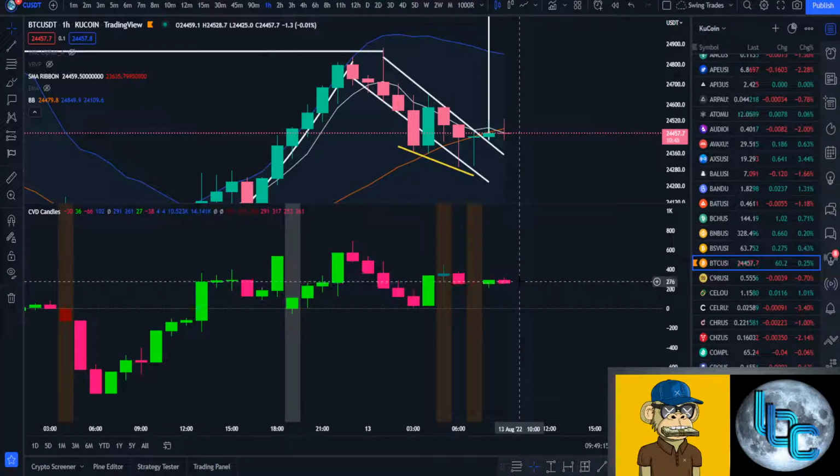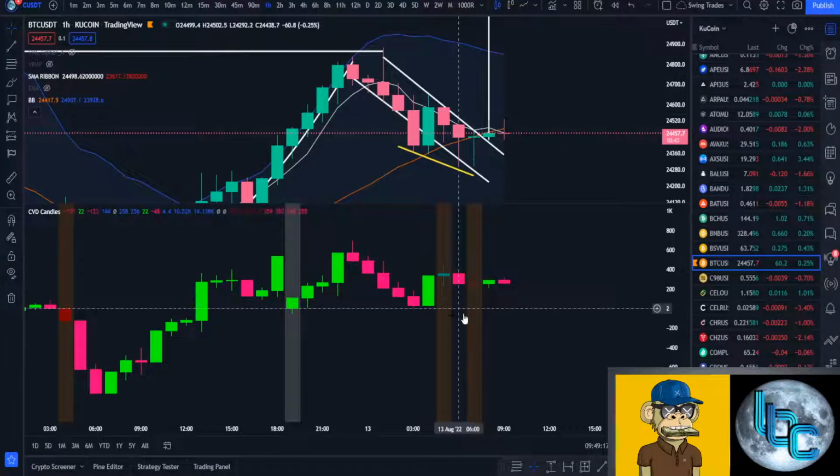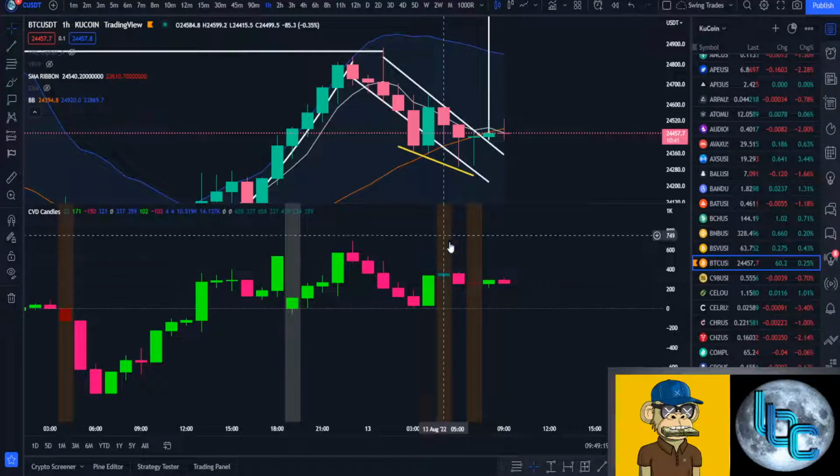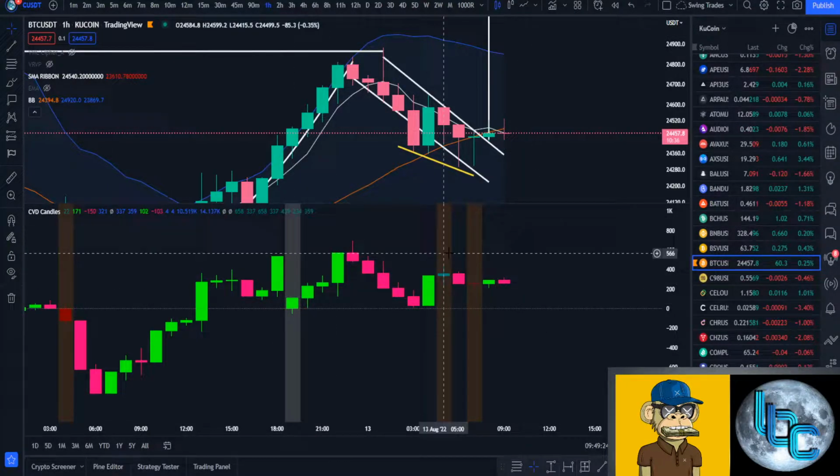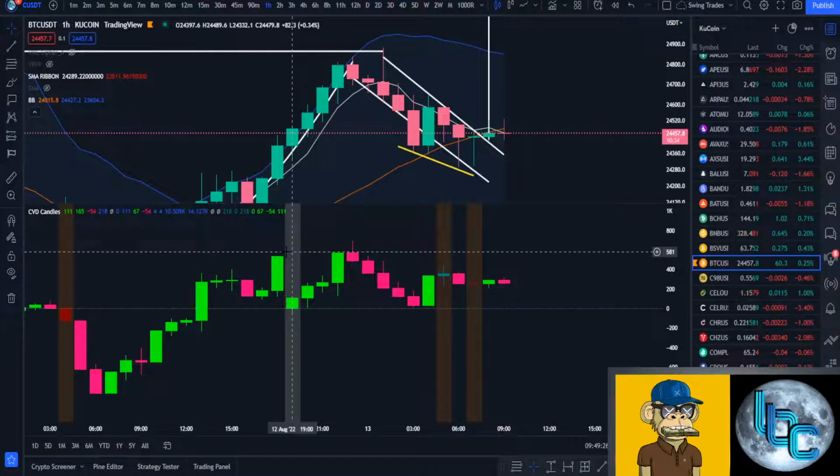So these darker candles with the backgrounds on them, this background is for the session break, so that's like the top of the new day.